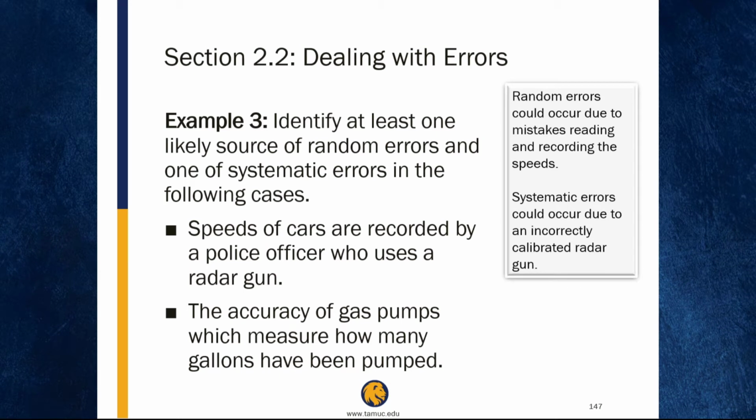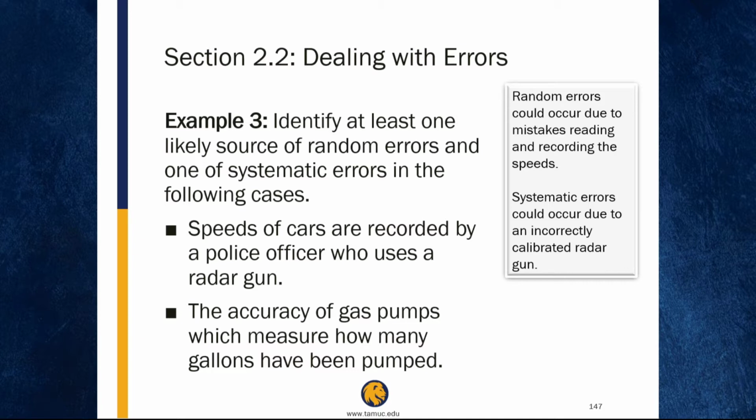So in the first case, random errors could occur just due to human factors such as mistakes reading and recording the speeds. However, on the other hand, systematic errors could occur due to an incorrectly calibrated radar gun. So we see a common theme going on here, where random errors can be introduced by, say, people measuring the data that's being generated from the measuring device, whereas systematic errors can largely occur because the measuring device itself is set off by a certain amount.